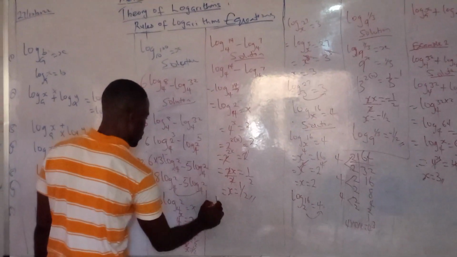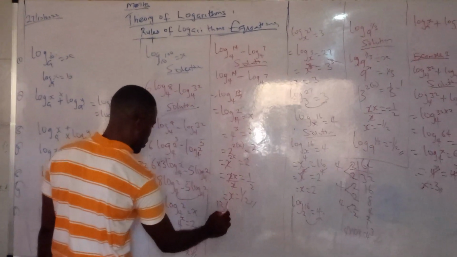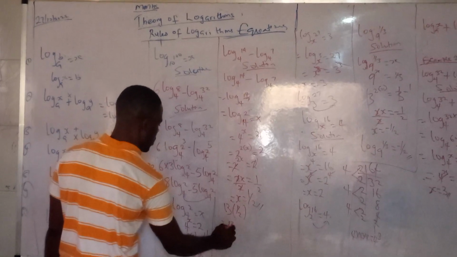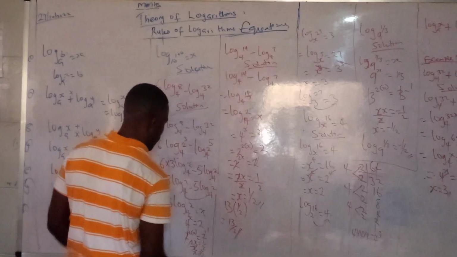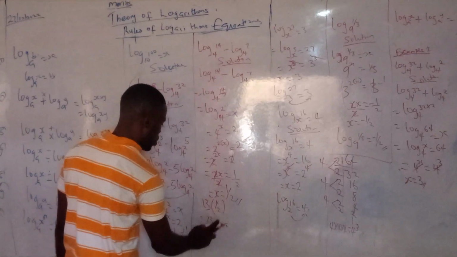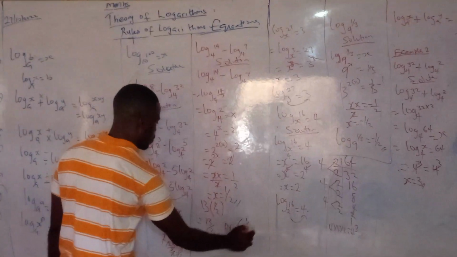Simply means we have 13 log 4 to the power of 2 is equals to, you put it in bracket, 1 over 2. So 13 times 1 will give me 13 over 2. So our final answer is 13 over 2. You can still convert it to a mixed fraction, or 2 in 13 will give me 6 remainder 1 over 2.